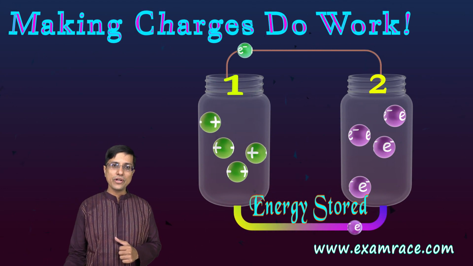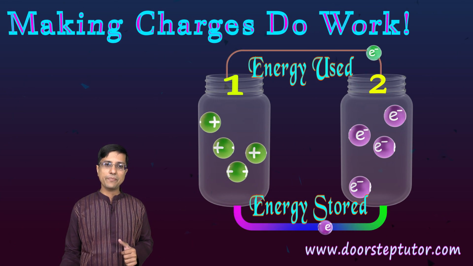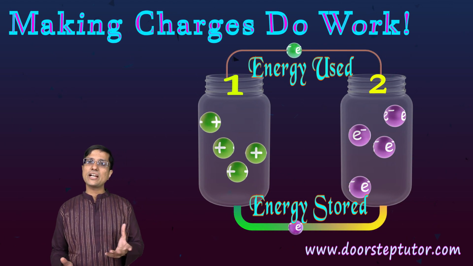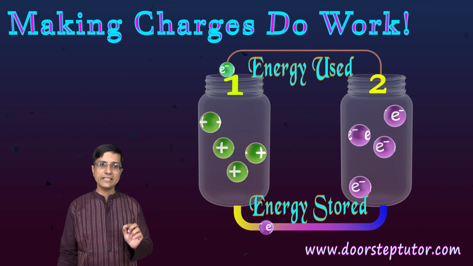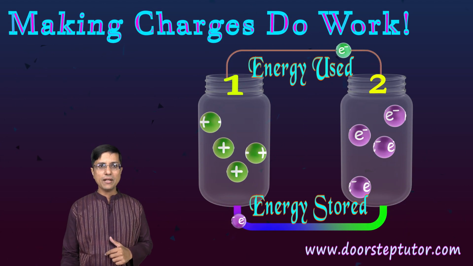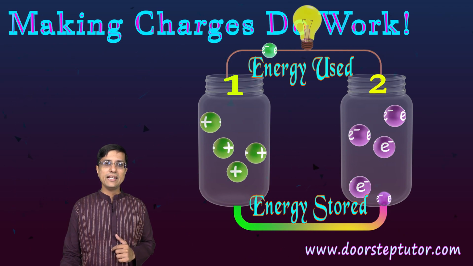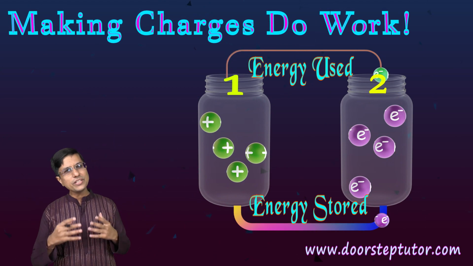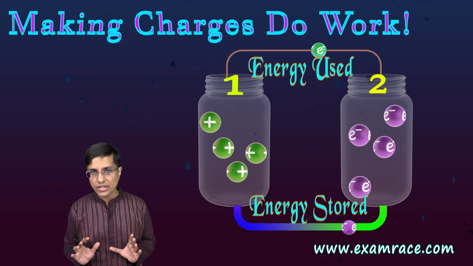So this is the reverse process. We used up energy when we were separating the charges. We would really need to put in some energy, and here the electrons are now traveling on their own. These electrons which are traveling on their own along the wire can be made to do work. For example, if I were to connect a light bulb right here, then as the electrons go through it, it will start glowing. So this is a very simple process of making these charges do some work.